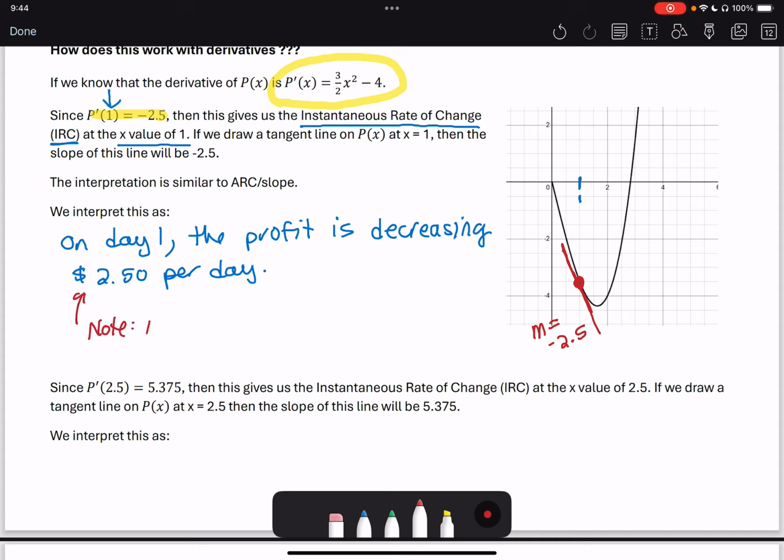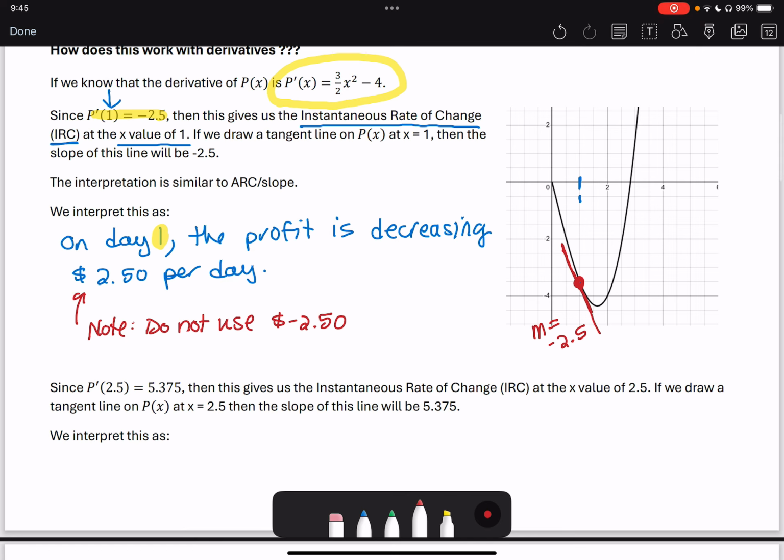Note, do not use negative, because you used the word decreasing. And so you can see it's really similar with how you interpret. You only have the one input value to represent there because it's just that x value of 1. But you still use the word profit. You're still going to say either increasing or decreasing, and you still need that dollars per day. So it's really similar. When you understand one, it helps you to understand the other.